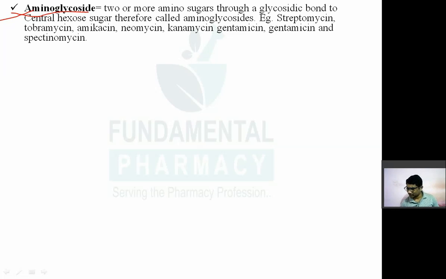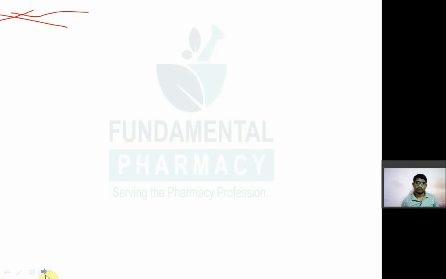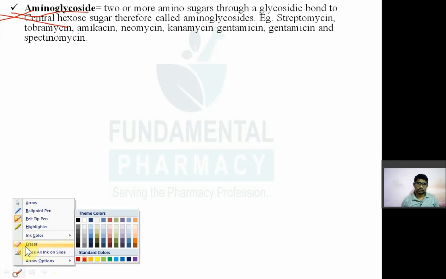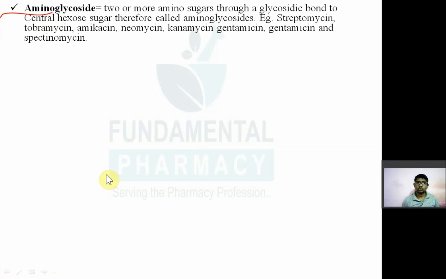So what are the aminoglycosides? Again, they are a kind of antibacterial drugs, known as broad spectrum antibacterial drugs. Two or more amino sugars are bound together by a glycosidic bond to a central hexose sugar. Therefore, they are known as aminoglycosides. Amino sugar plus normal sugar, hexose, and there is a glycosidic bond in between them. That is known as an aminoglycoside.